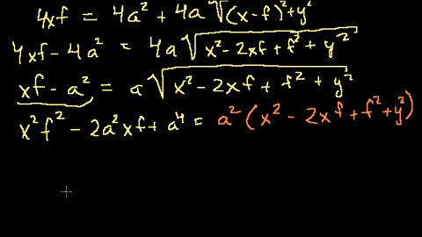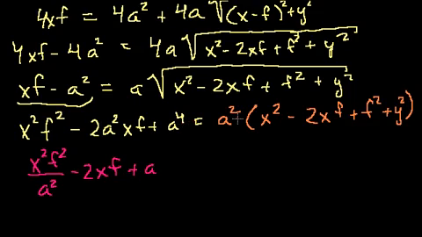And let's see what we can do now. Let's divide both sides of this equation by a squared, and then you get x squared, I'm really just trying to simplify this as much as possible, over a squared minus, so the a squareds cancel out, minus 2xf plus a to the fourth divided by a squared.